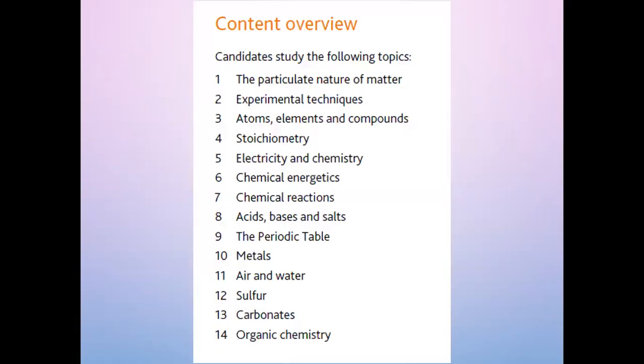All candidates who are doing chemistry 0620 study the following topics: the particulate nature of matter, experimental techniques, atoms, elements and compounds, stoichiometry, electricity and chemistry, chemical energetics. In chemical energetics, you learn about endothermic and exothermic reactions, bond energies, etc. Chemical reactions, acids, bases and salts, the periodic table, metals, air and water, sulfur, carbonates, and organic chemistry.